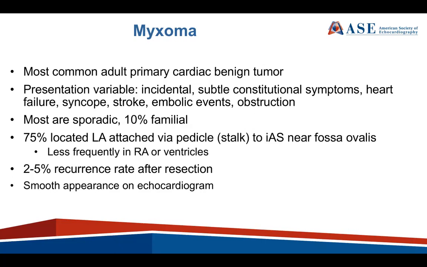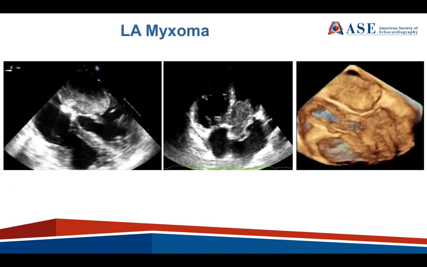In terms of the location, 75% are located in the left atrium, attached via a pedicle or stalk to the intraatrial septum near the fossa ovalis. Less frequently, but still not unheard of, we can see them in the right atrium or even in the ventricles. 2 to 5% actually recur after resection, so they do need surveillance imaging periodically. And on echocardiogram, they appear smooth in texture.